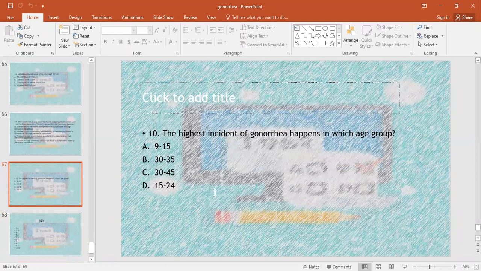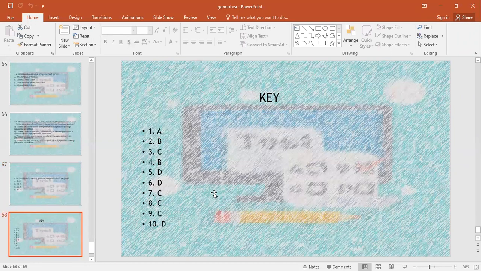The highest incidence of gonorrhea happens in which age group? 9 to 15, 15 to 32, or 15 to 24. Yes, it's 15 to 24. Here is the key.